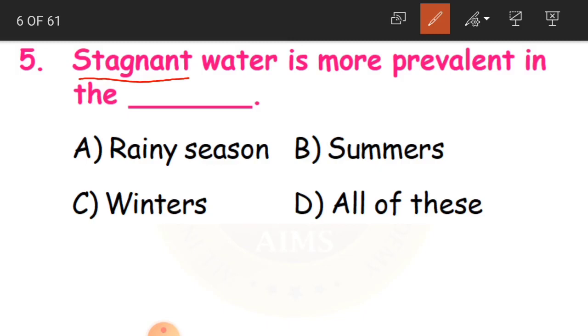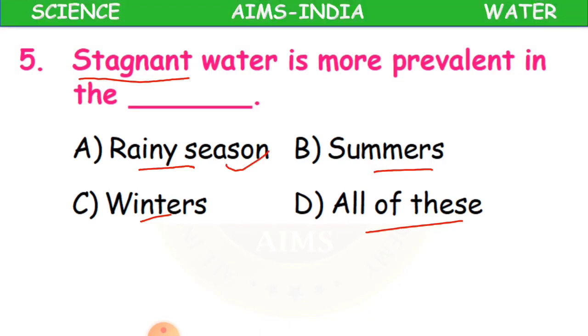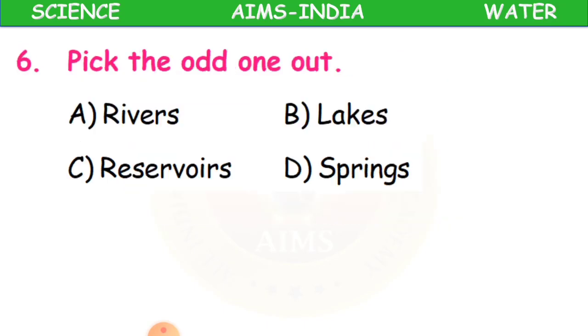So stagnant water is common in the dash, like in which season? Prevalent means very common. In which season? Whether in rainy season, summer, winter or all of these? So it is in rainy season. Yes, children? We have more water on the roads. You can see more water on the roads near our surroundings, standing more in the rainy season.